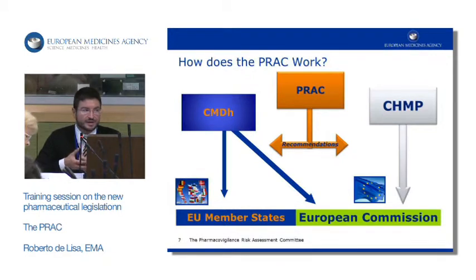Some of the recommendations of the PRAC, which are its output together with the advice, are transmitted to other bodies for consideration and to be taken up in the decision-making phase. And here all the recommendations are transmitted in the end to the European member states and to the European Commission, for those that concern the full European Union and for the centralized procedures.